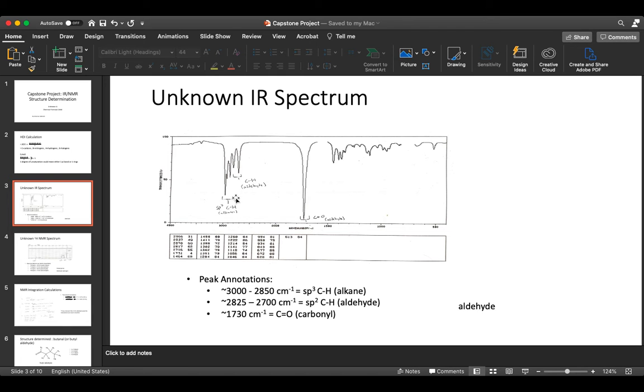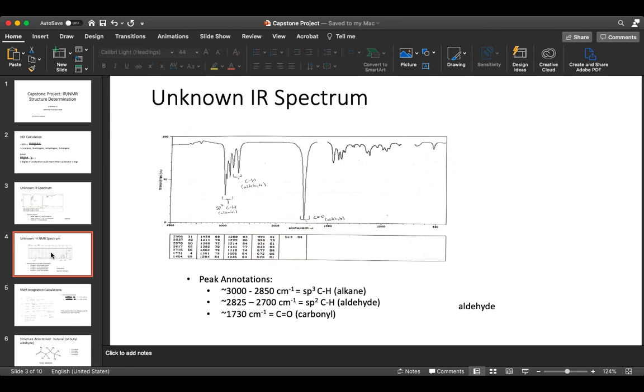Finally, if we look just right to that, at between 2825 and 2700 inverse centimeters, we have our sp2 hybridized CH aldehyde. That's what these two peaks are. It's very characteristic of an aldehyde. So now we know that our functional group is an aldehyde, the major functional group in this molecule, aside from the alkane part.